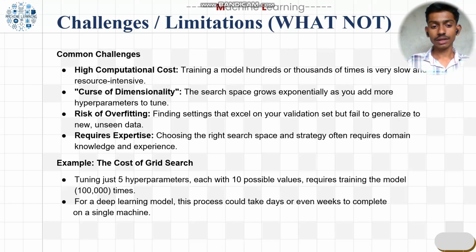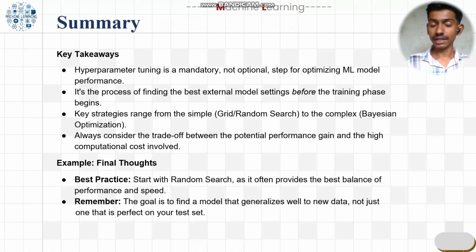So, for example, the cost of grid search. Tuning just five parameters with 10 possible values requires the model to be trained 1 lakh times. That's a significant number of training runs, and that kind of training requires high computational cost as well as training time. So then it becomes inefficient. Then let's get into what we have discussed and the summary of it.